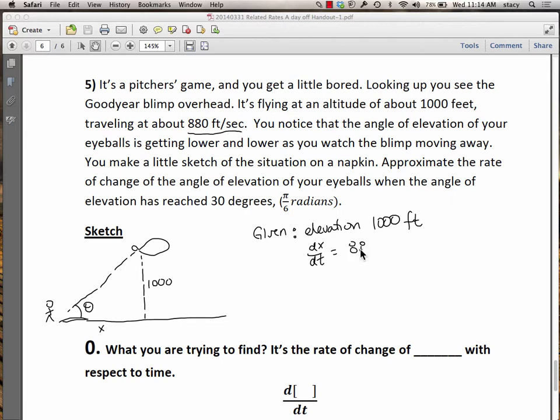Is it positive or negative? Positive? Jonathan, what do you think? Positive or negative? I asked what Jonathan thought. Jonathan? No? Okay, what did you say? Positive because X is getting bigger, right? The blimp is moving away from you, so X is increasing. Okay? I like it.